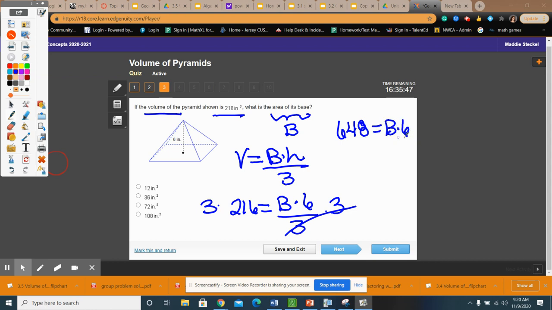How do you get rid of the 6? You would divide by 6. And 648 divide by 6. That's funny because I think we had 108 earlier. So big B is going to be 108. And this time they use inches squared because big B is an area.